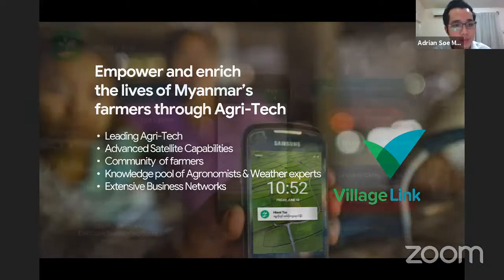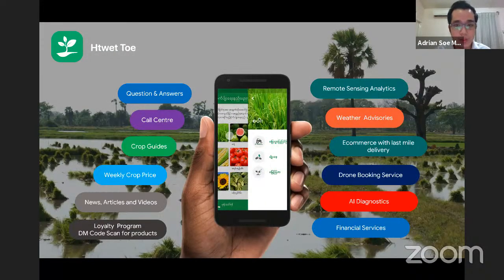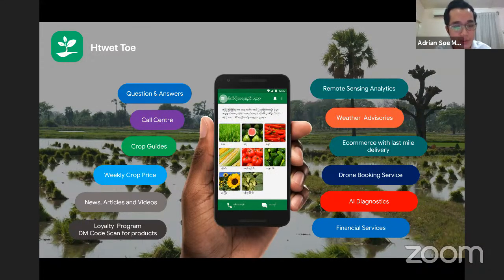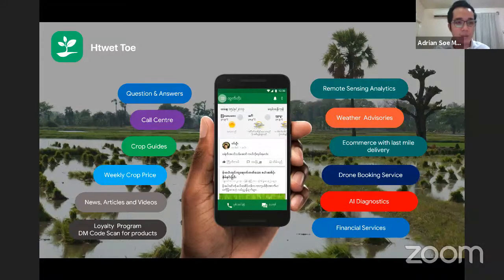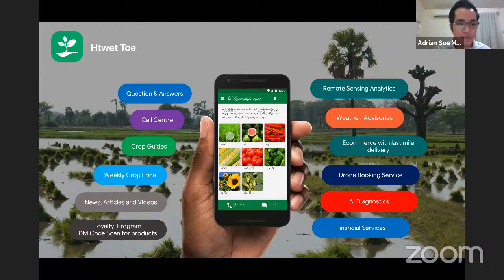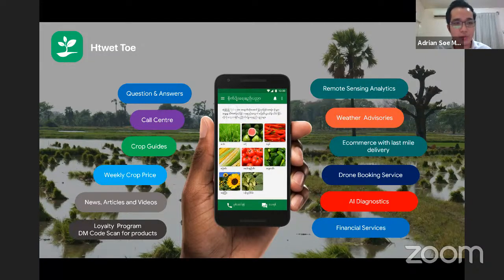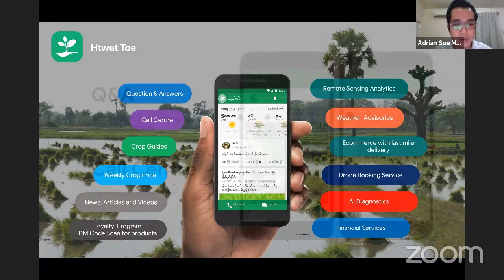The first digital solution that we want to introduce here is called Twetdo. Twetdo means higher yield in our language. It's basically a platform that connects farmers to agricultural professionals, products, information, and services so that they can get timely solutions to overcome their problems. The main function of the app is very simple.